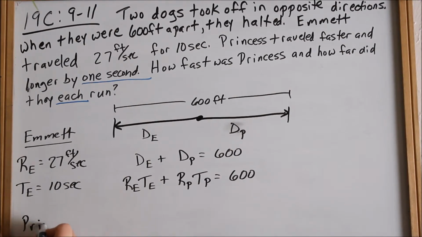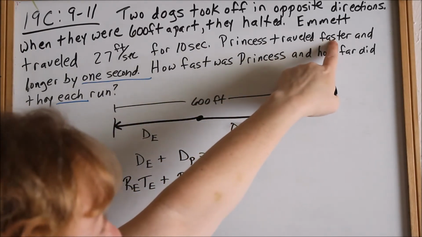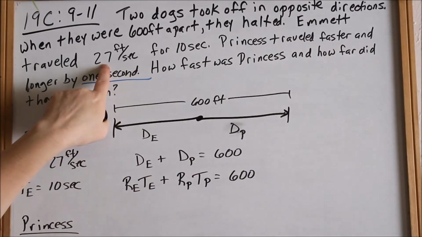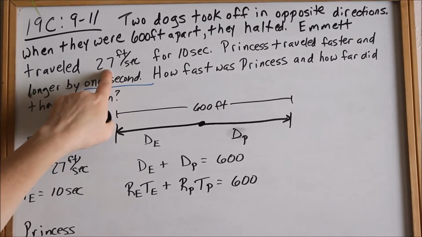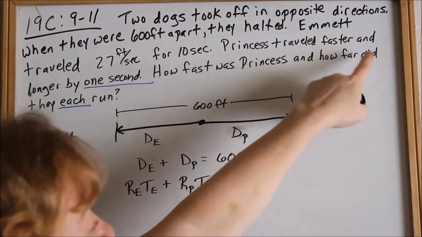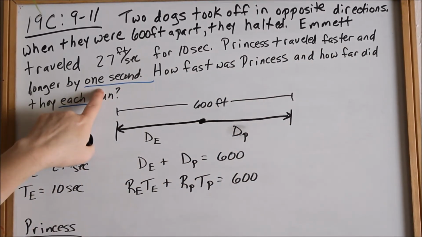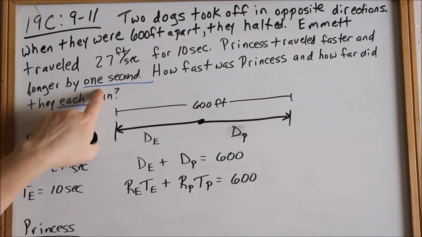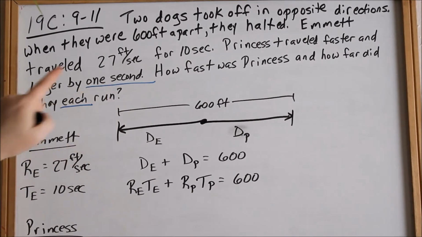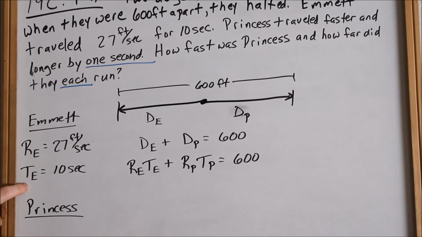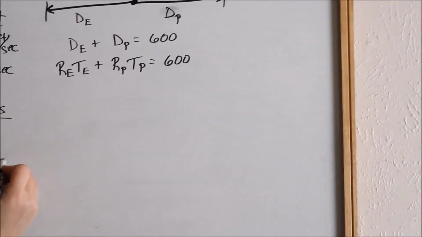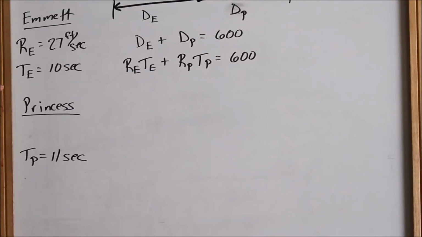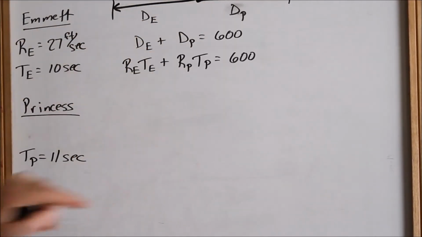Okay, so now let's see what it says about Princess. Then it says Princess traveled faster. We don't know her rate, but we do know she went faster than 27 feet per second. So when you solve it, your number should be bigger than 27. And it says she traveled faster and longer by 1 second. That's a key word. That's why I underlined it. She traveled longer by 1 second. Well, if Emmett traveled for 10 seconds, Princess went longer by 1 second. So that means she went 11 seconds. Okay? So then the question says, how fast was Princess?